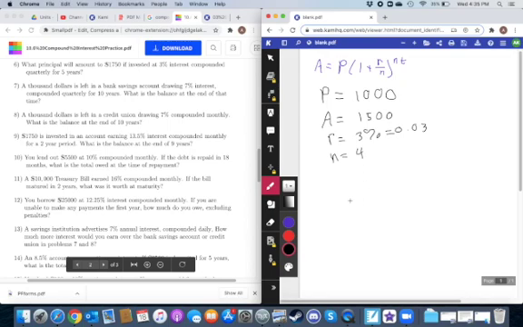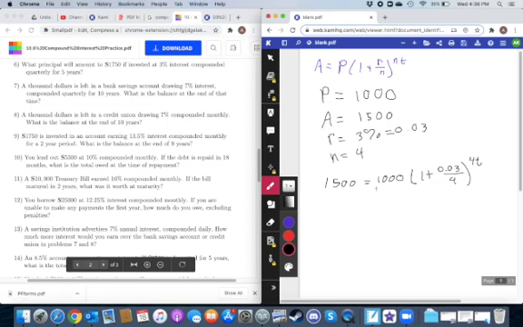So I'm going to plug in the information I have, and then let's look at what we actually have left over. So we have 1500 equals 1000 times 1 plus 0.03 over 4 to the 4 times some amount of time. Now here, since I don't know my exponent, I am going to have to employ logarithms.